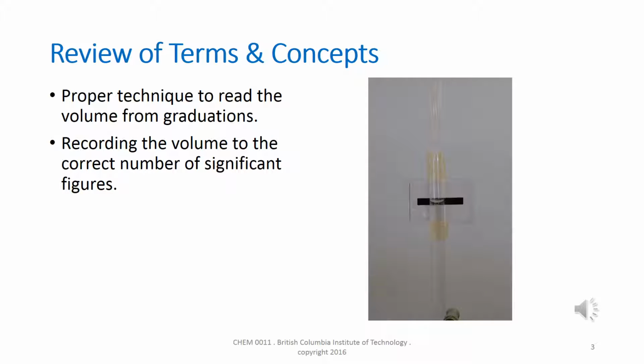Let's review some of the key terms and concepts. With all of the glassware, it is important to make a volume reading where your eye is level with the bottom of the meniscus. The graduation scale of a 50 mL burette is 0.10 milliliters, so remember to record the volume to 2 decimal places.